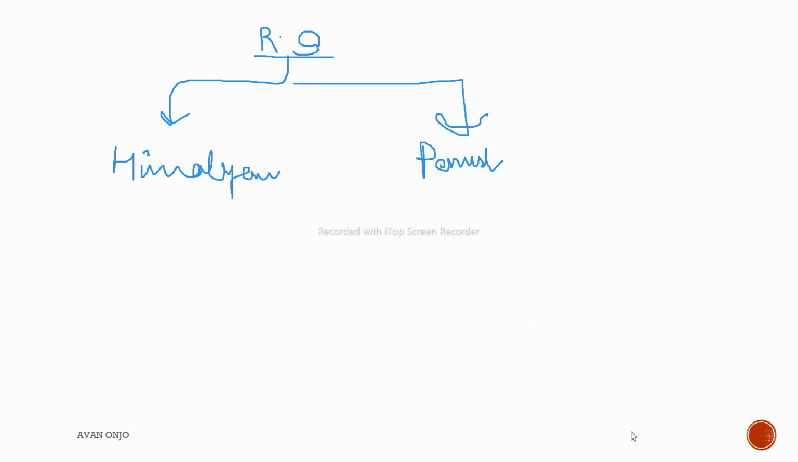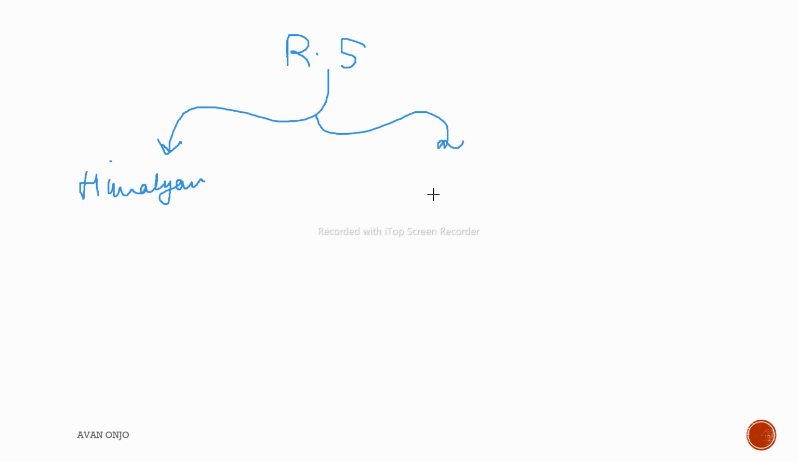Sorry, peninsular. The first one is Himalayan, and the second one is your peninsular. Peninsular is the one which is going to cover the southern India part, and Himalayan is the one that is going to cover the northern India part.